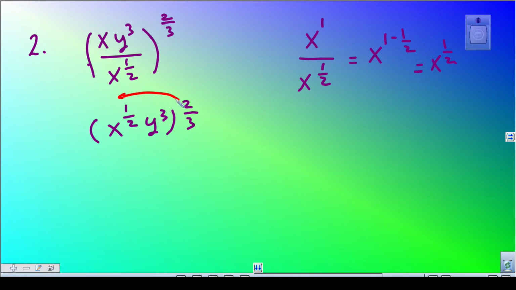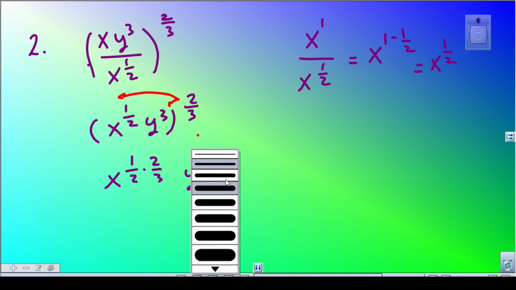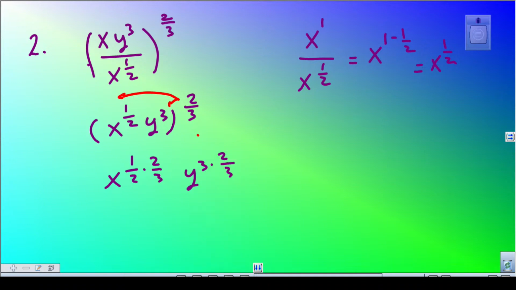This 2/3 is going to belong to here and to here as well. Remember, this is a power outside, 2/3. So now I've got x to the 1/2 times 2/3, then I've got the y cubed times 2/3. Well, x to the 1/2 times 2/3, I could use my fruit ninja and just chop. That's going to leave me with x to the 1/3.